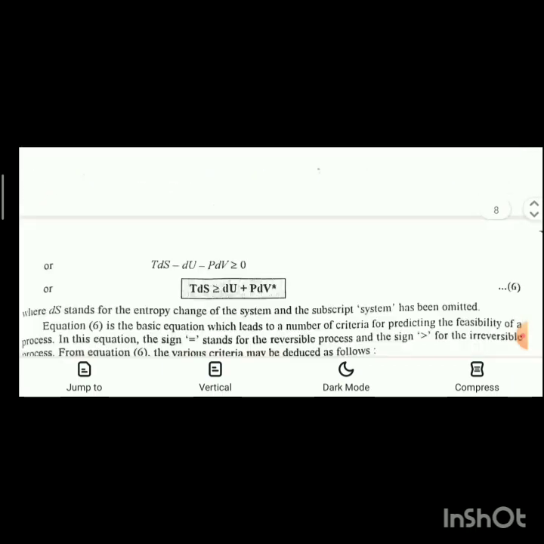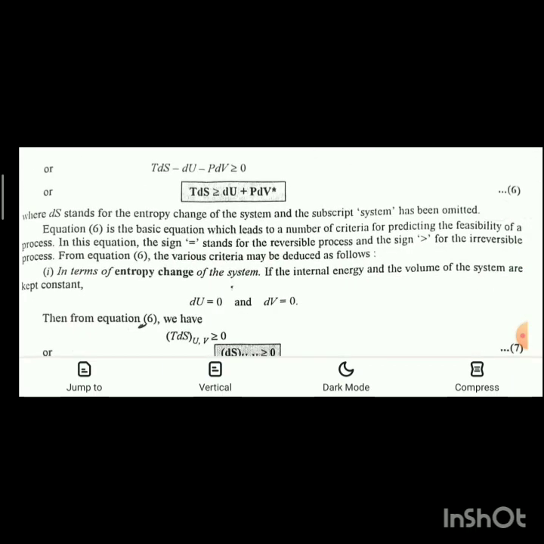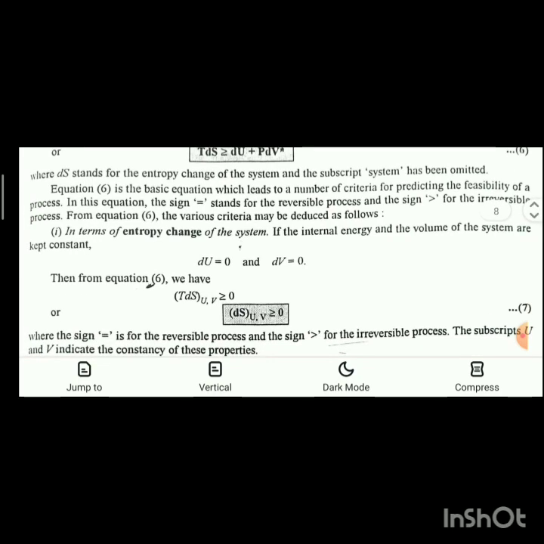TdS minus dU minus PdV greater than or equal to 0, so TdS is greater than or equal to dU plus PdV. Here dS stands for entropy change of system and the subscript system has been omitted. It is the basic equation which leads to a number of criteria for predicting the feasibility of a process. In this equation, the sign equals stands for reversible process, and the sign greater than for irreversible process.